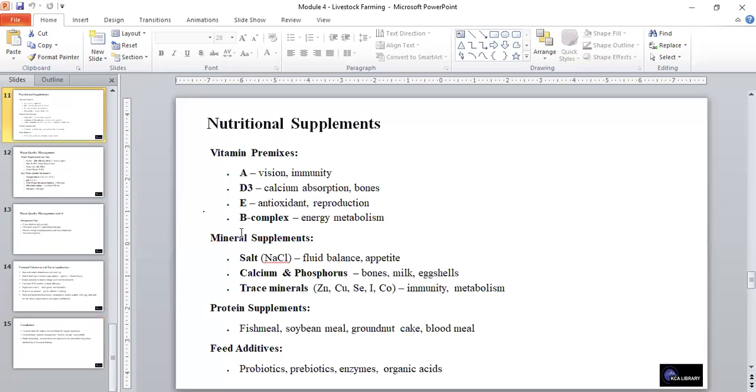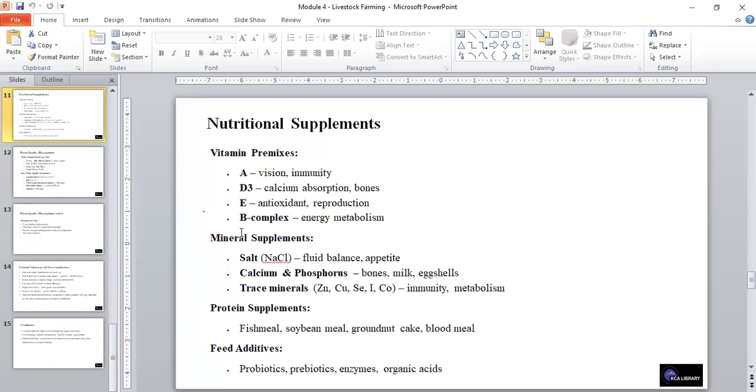Nutritional supplements. Vitamin A gives vision and immunity. Vitamin D3 is useful for calcium absorption and bones. Vitamin E is an antioxidant and helps in reproduction. Vitamin B complex helps in energy metabolism.